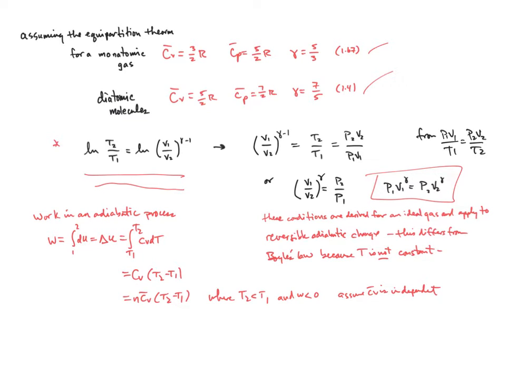How much work is done? Well, from our definition of dU we have this expression, and assuming a constant heat capacity that slides through the integral sign, we end up having a very simple expression here. So this is how we generated the work for a reversible adiabatic expansion. Even though the volume's not constant, Cv does end up in the equation.